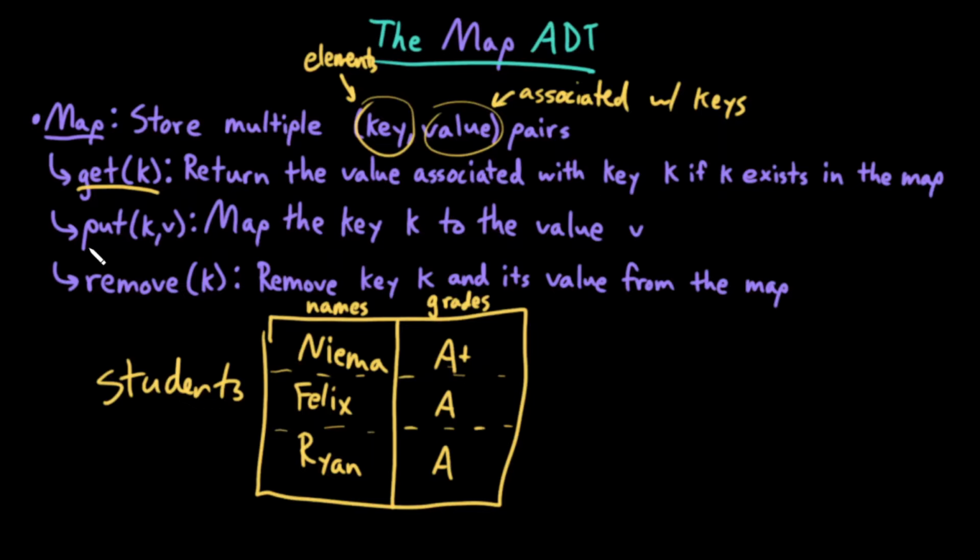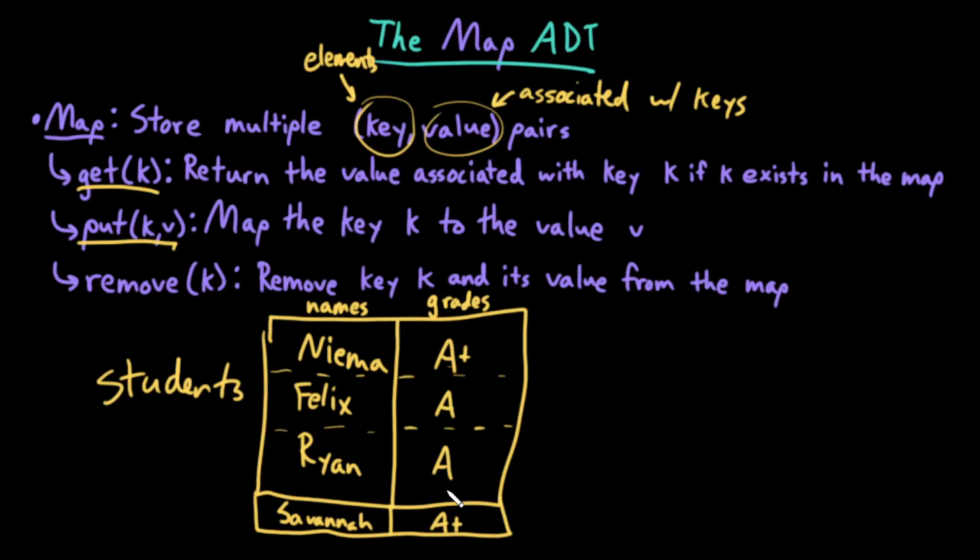Now, what if I want to add a new key value pair? I can use the put operation, which maps a given key k to a given value v. So for example, maybe now I want to add Savannah. I can add Savannah, and let's say Savannah also has an A+. I've added the key value pair Savannah A+.